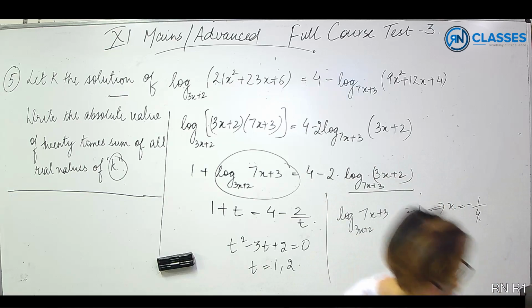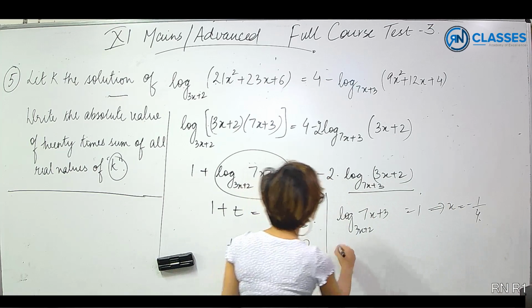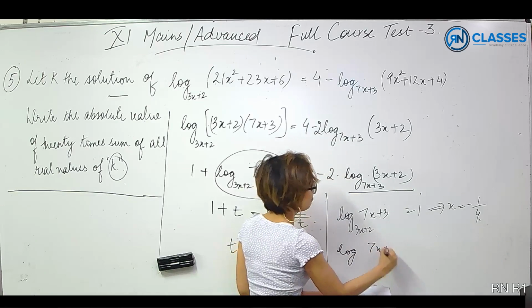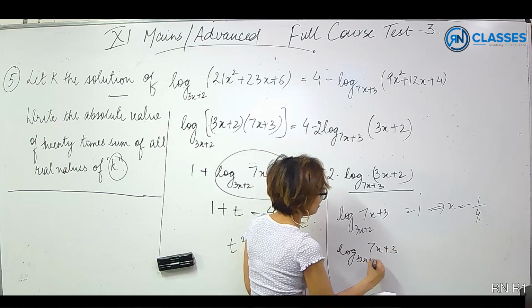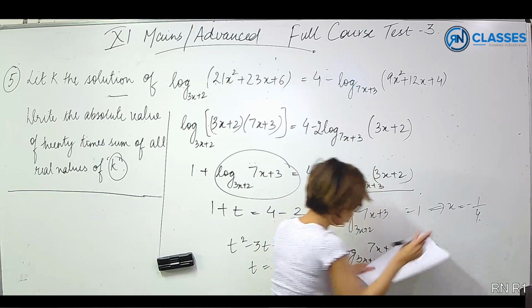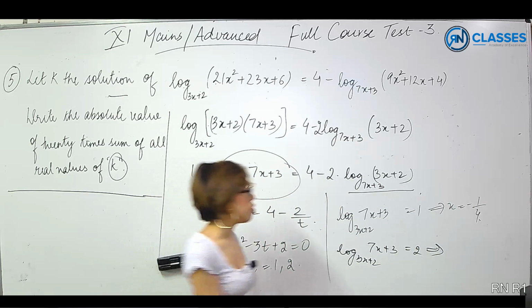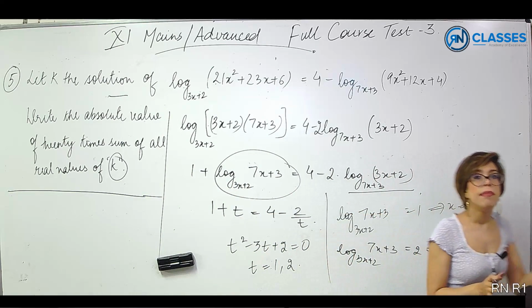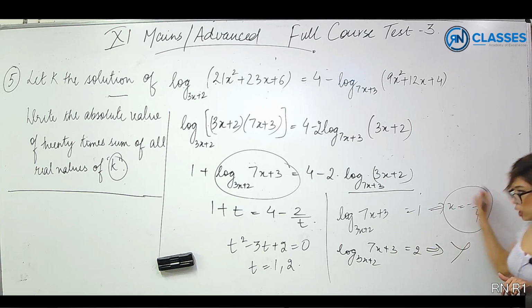Right? Okay. And for the second one, log of 7x plus 3 to the base 3x plus 2 is equal to 2. From here, you will not get any real root. So I do not care. Now, I just get one real solution.